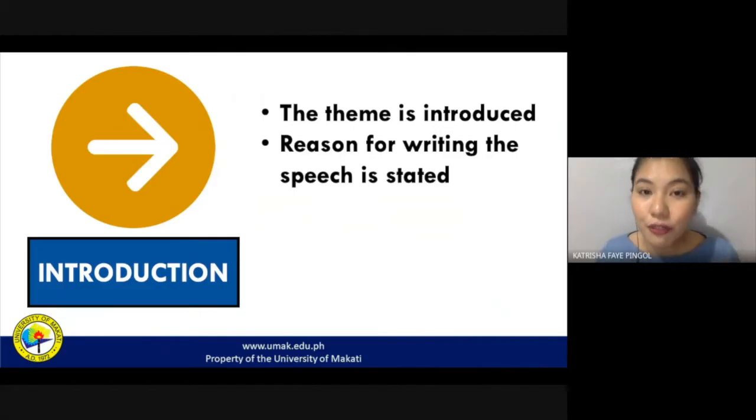Is it to inform, to give information about a particular topic, or is it to argue about a certain condition, a certain statement, or a certain issue, or maybe you just want to entertain the crowd. So the introduction of your speech should always, implicitly or explicitly, state the purpose or the reason for writing that speech or delivering that speech in the first place.